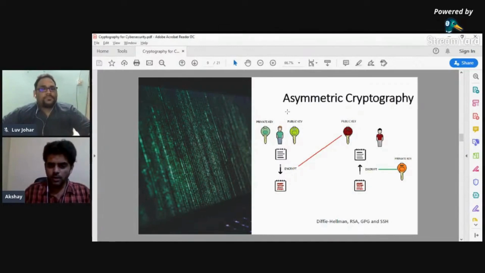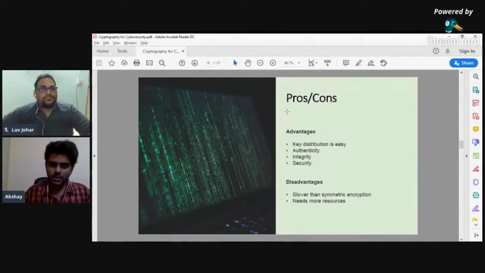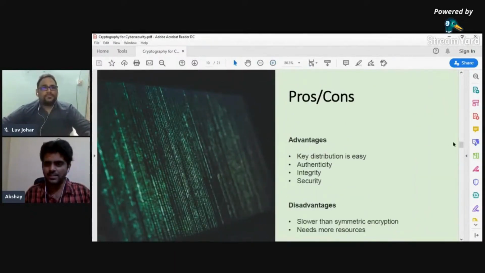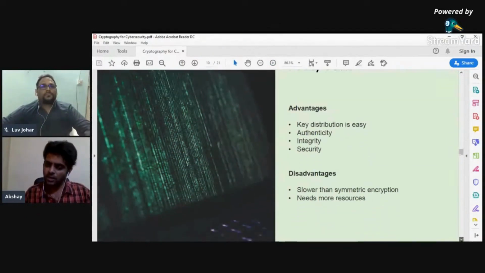So what are the pros and cons of asymmetric encryption? The key distribution becomes a little simpler, and authentication, integrity, and security are there. But the problem is that it requires more resources, because now you have separate keys and you have to talk about key management and key distribution. So it requires more resources, and it's a slower algorithm, which was the pro of a symmetric algorithm.